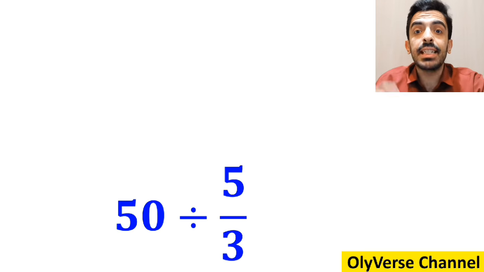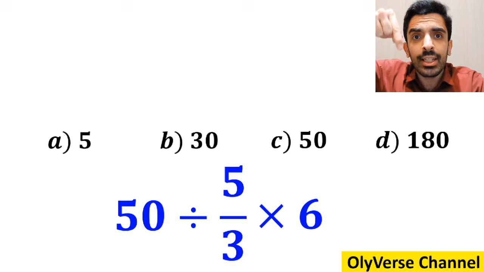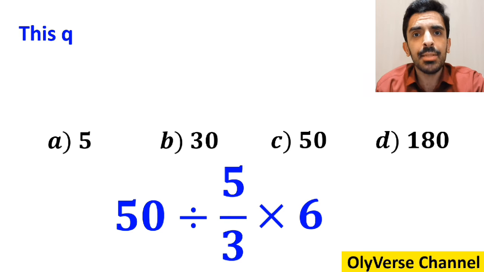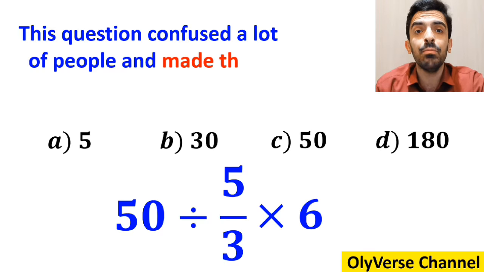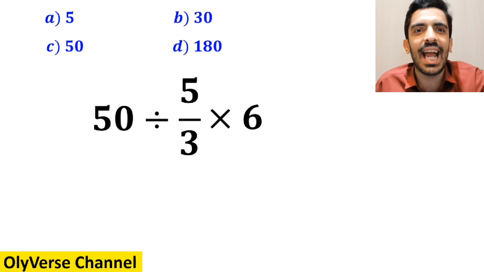What is the value of the expression 50 divided by 5 over 3 multiplied by 6? Which option do you think is the correct answer to this question? This expression confused a lot of people and made them choose the wrong option. Let's take a closer look and solve it together.